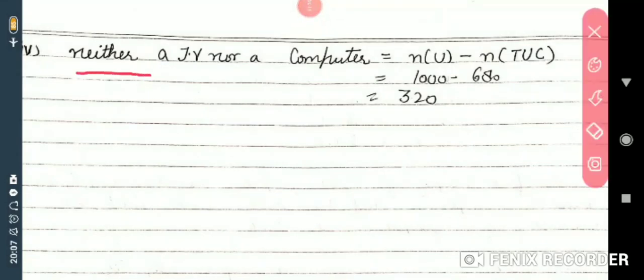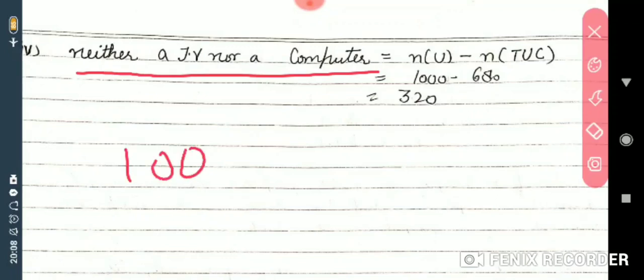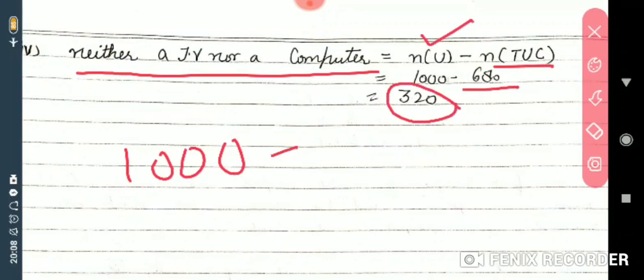Now neither a TV nor a computer. Now the number of people who neither like a TV nor a computer. So what was the total number of people? 1000. And what is the number of people who like TV also, computer also and both also? They are 680. So what you will do? n(U) minus n(T union C), and 1000 minus 680, you will get 320.